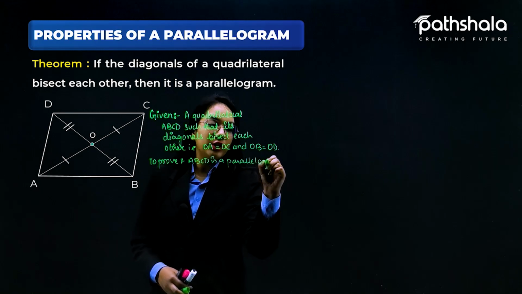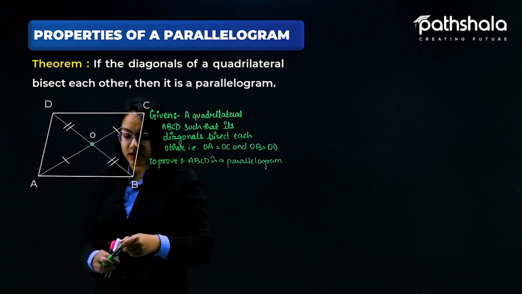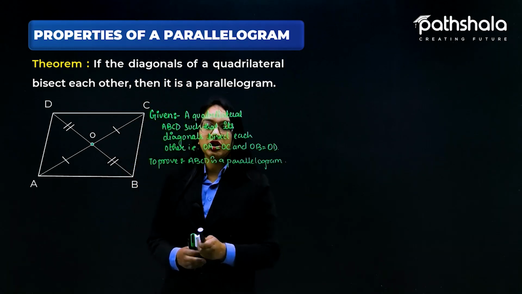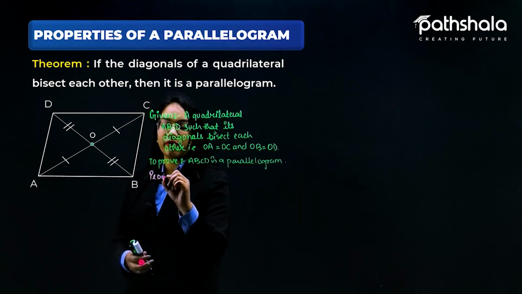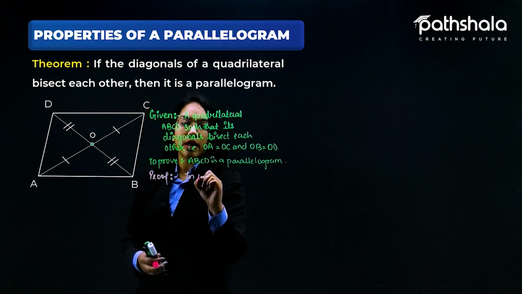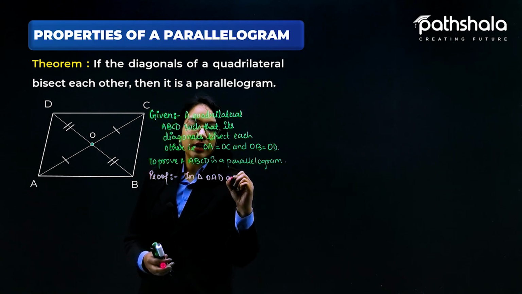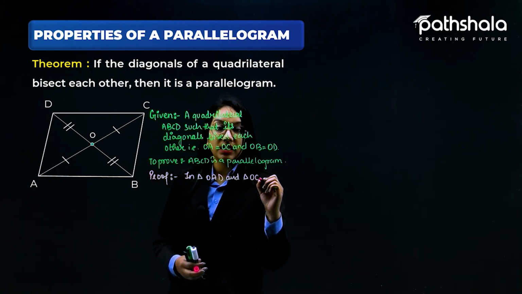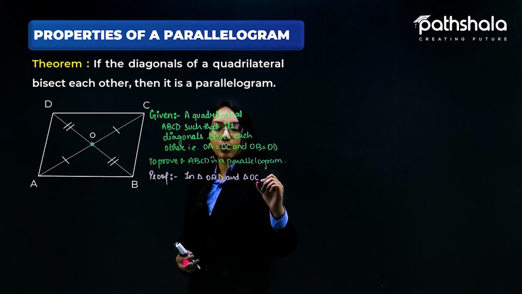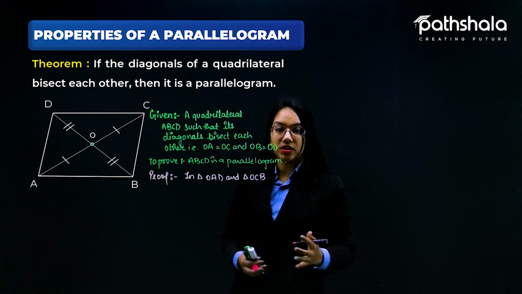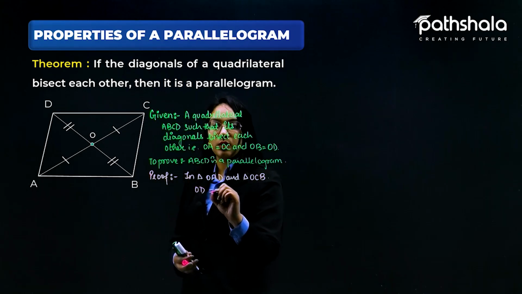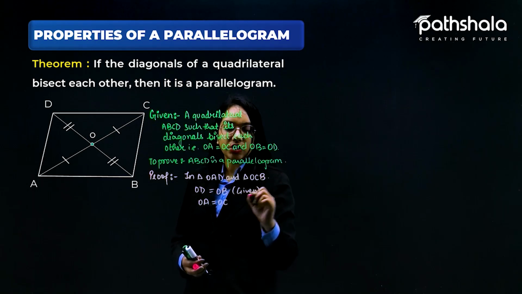If we prove that both pairs of opposite sides are parallel to each other, it is quite enough to prove that ABCD is a parallelogram. So let's start the proof of this theorem. In triangle OAD and triangle OCB, what can we say about these two triangles? First of all, OD is equal to OB and OA is equal to OC. These are the given conditions to us.